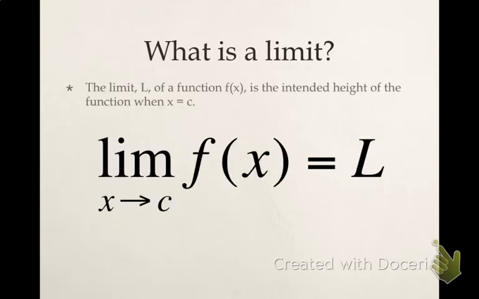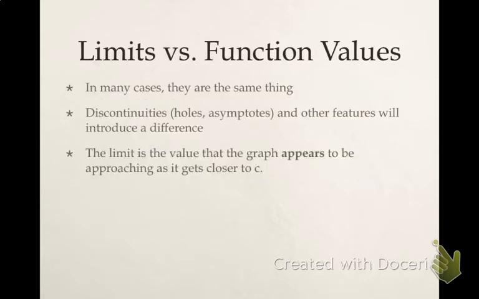So the limit L of a function f of x is the intended height of the function when x equals c. The way this is read is, what's the limit of f of x as x approaches c? For many functions that we are familiar with, the limit and the function value will be the same thing, because the function value would be the height at a specific x value. Discontinuities like holes and asymptotes, and some other features, will introduce a difference between the limit and the function value. The limit is the value that the graph appears to be approaching as x gets closer and closer to c.